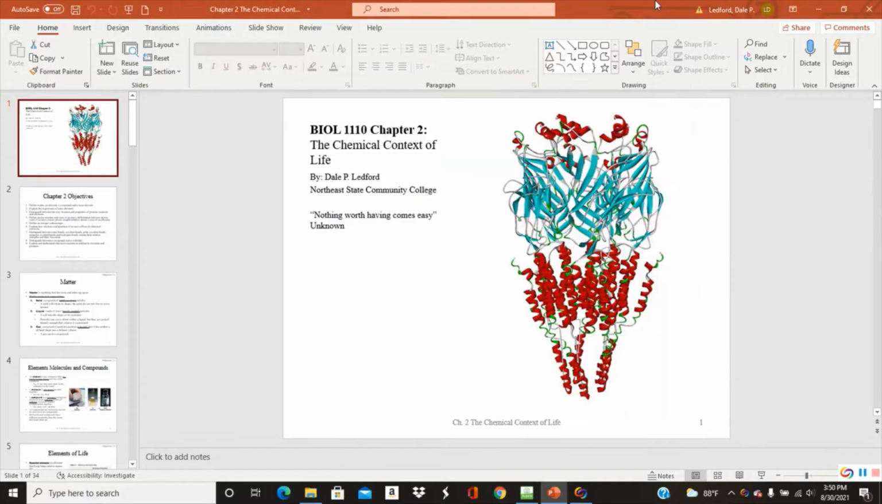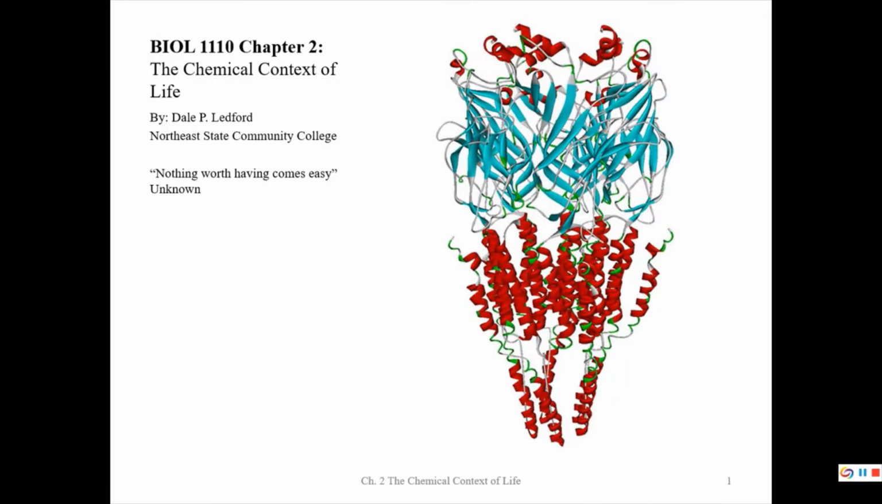Hello, everyone, and welcome to Chapter 2, Part 1. In this chapter, we are going to discuss chemistry, as this chapter is called The Chemical Context of Life. The first half of it will focus mostly on atomic structure, electrons, that kind of stuff, subatomic particles. The second half, we will focus on bonding, chemical bonding. Now, as we started, just as a reminder, nothing worth having comes easy.